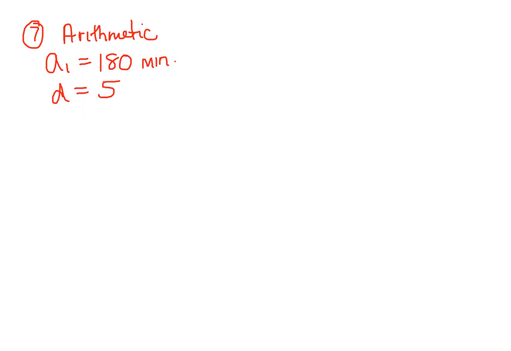Number 7, when Shaul brought her newborn son John home, he slept just 3 hours the first night. Then he slept an extra 5 minutes from the previous night. So is this going to be arithmetic or geometric? It's going to be arithmetic because he's just adding 5 minutes each time. So we've got A1 equals, I'm going to put it in minutes, 180 minutes. And D equals 5. He's adding 5 minutes each night.